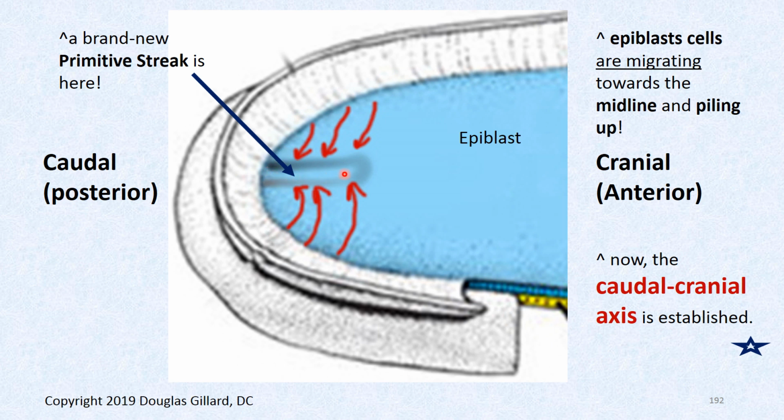So once the streak starts forming, now we've got some identification of which way's front and which way's back. So the caudal region, the streak starts caudally. The spot without any primitive streak, now we know that's the cranial aspect.